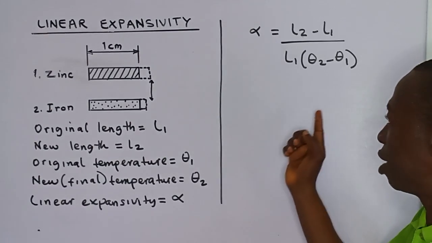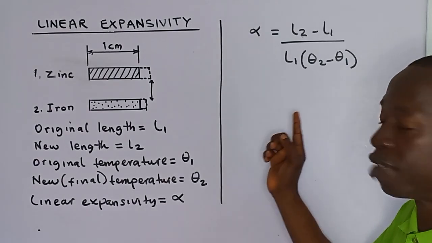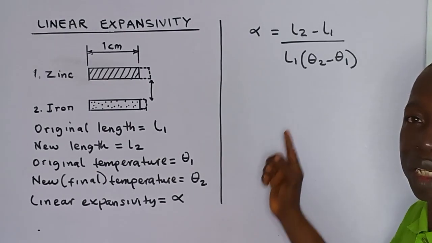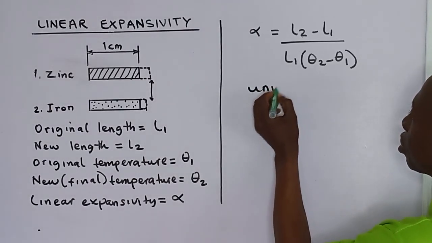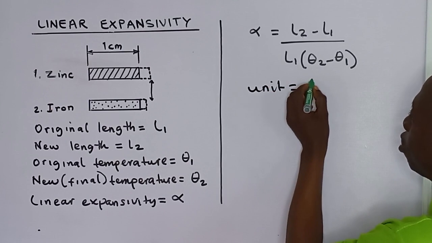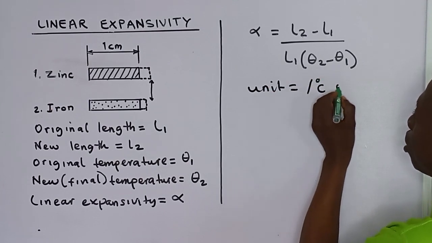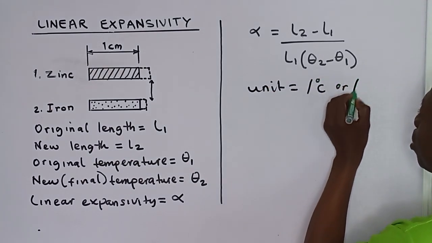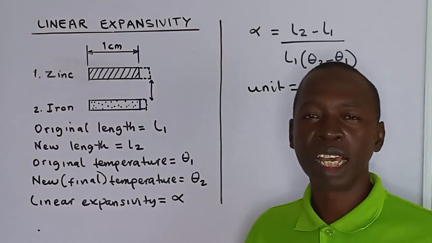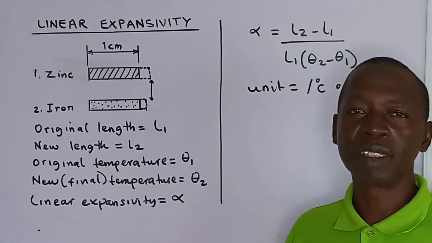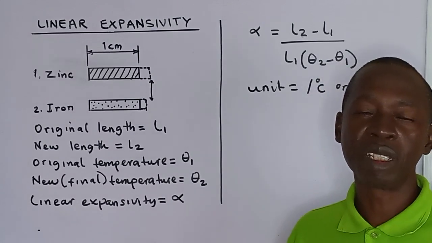And I just told you now that the unit of linear expansivity is per degree Celsius or per Kelvin. So the unit is equal to per degree Celsius or per Kelvin. So I hope with this explanation you have understood exactly what linear expansivity is.